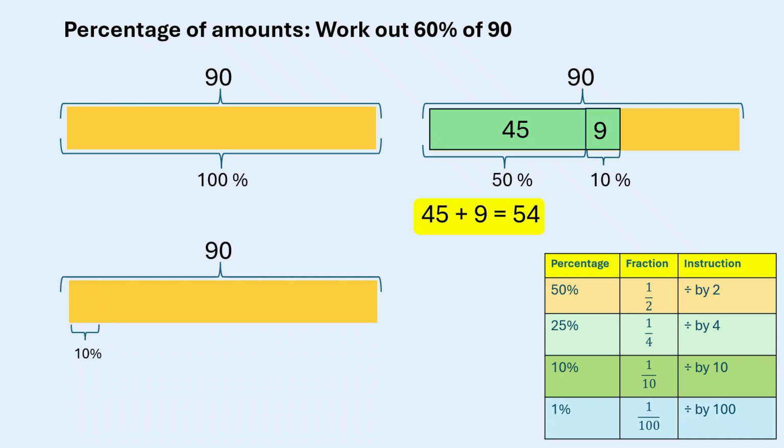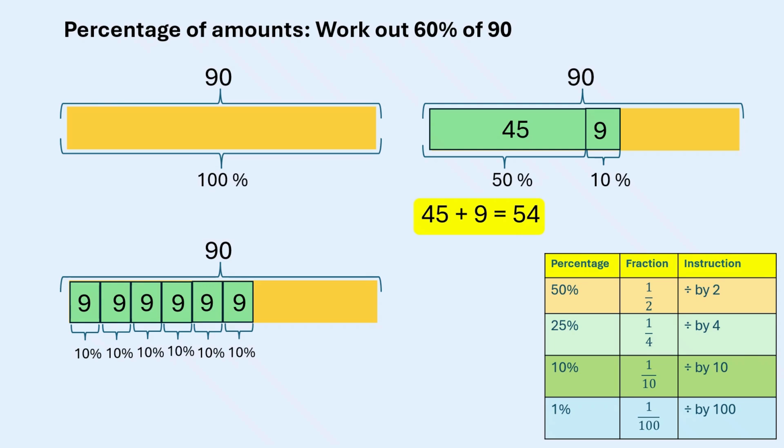Another way I could think of it is I could think of 60% as 6 lots of 10%. So each 10% is a tenth of 90, so that's worth 9. And I'm going to need 6 of those. So I've got 2, 3, 4, 5, 6. That makes up 60% altogether. And I'm going to do 9 lots of 6, which is 54, or 6 lots of 9, which is 54. So I get the same answer, just shows that I can do it in different ways.